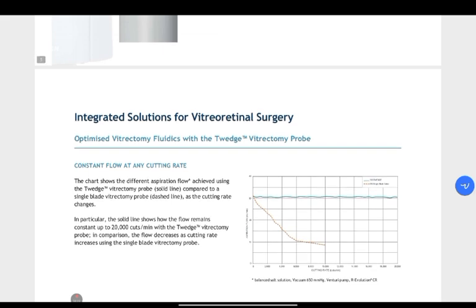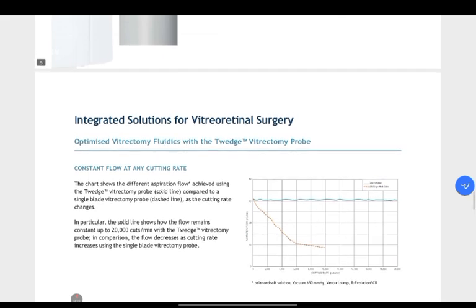Optimized vitrectomy fluidics with the twitch vitrectomy probe. Constant flow at any cutting rate. The chart shows the difference in aspiration flow achieved using the twitch vitrectomy probe, solid line, compared to the single blade vitrectomy probe, dashed line, as the cutting rate changes.